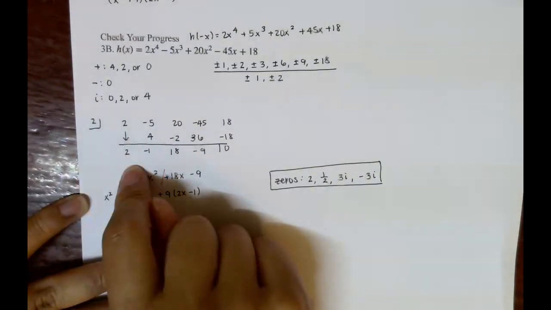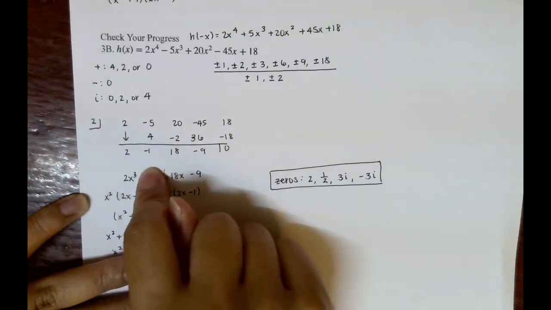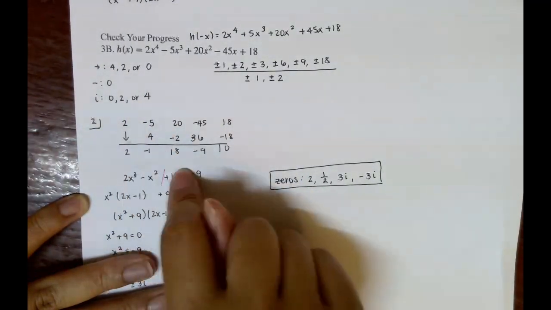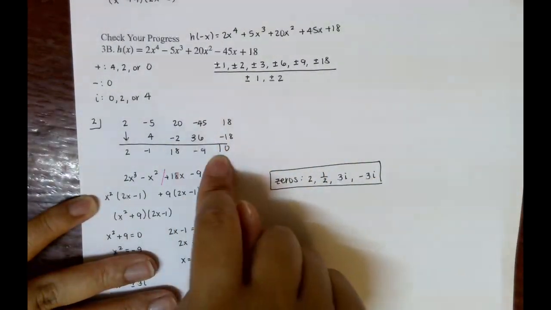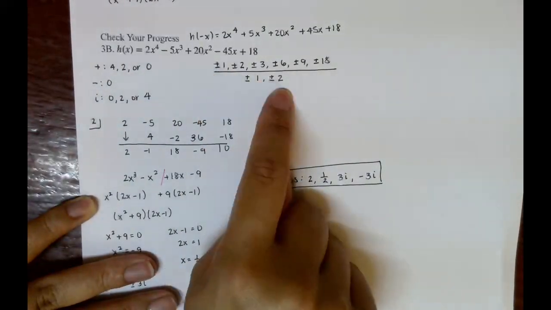Right, so drop the 2. 2 times 2 is 4. Negative 5 plus 4 is negative 1. This becomes negative 2. This is 18. This is 36. Negative 9. Negative 18 and 0. If you tested 1/2, it would have also worked, right? That's why it ends up being one of my rational zeros. You see that here, 1/2.